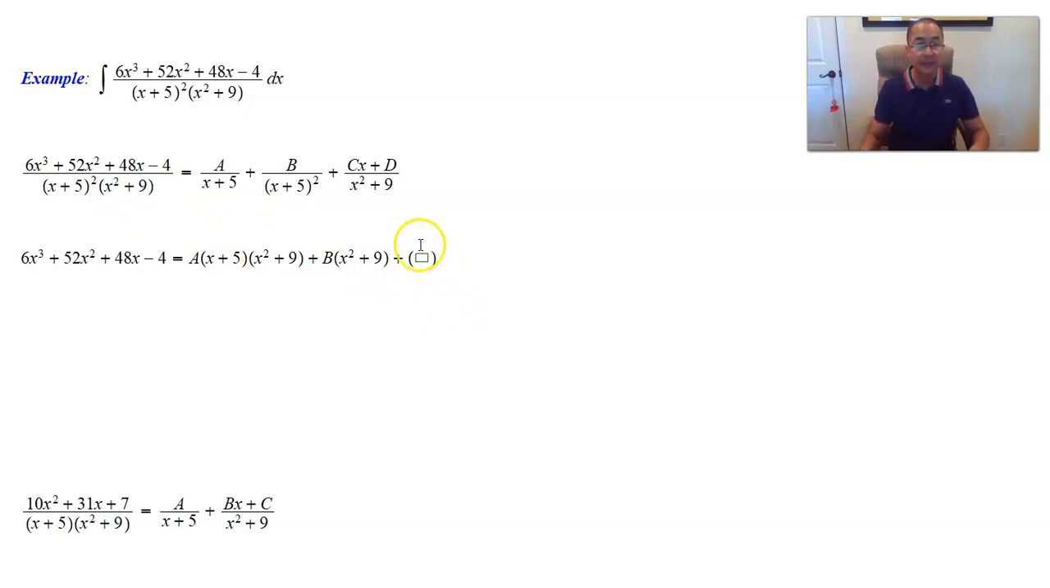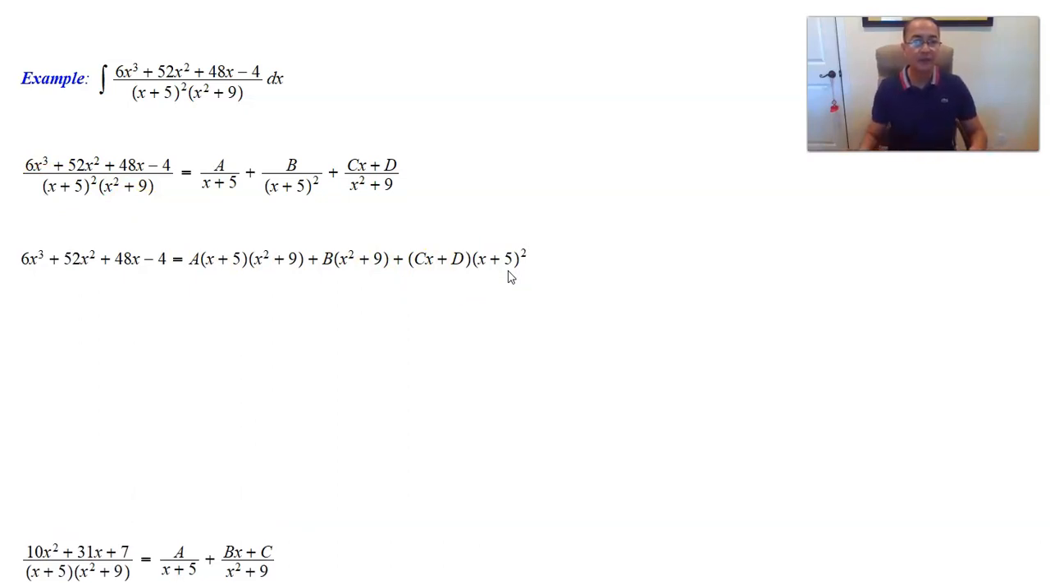Last term, cx plus d here. And then x squared plus 9 cancels with that x squared plus 9, and we have x plus 5 squared right there. Okay, so is it useful to plug in -5? Yeah, that cancels and this cancels also.